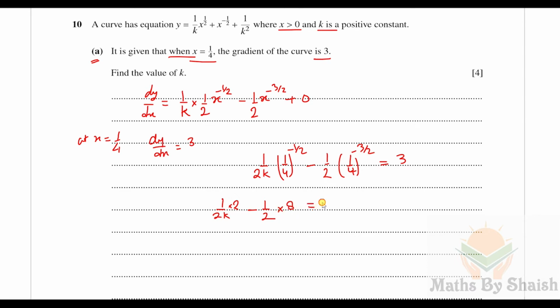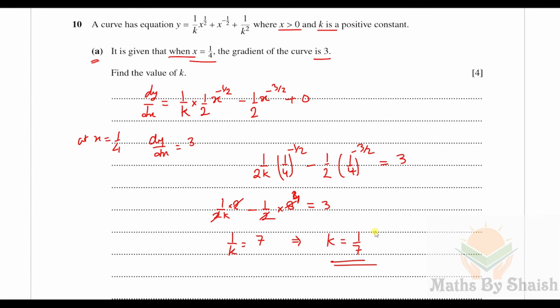Now we will calculate the value of k from here. So 1 over k, this 4 will go there, it is 7, and hence the k value is going to be 1 over 7. That's the value of k. Let's do the b part.